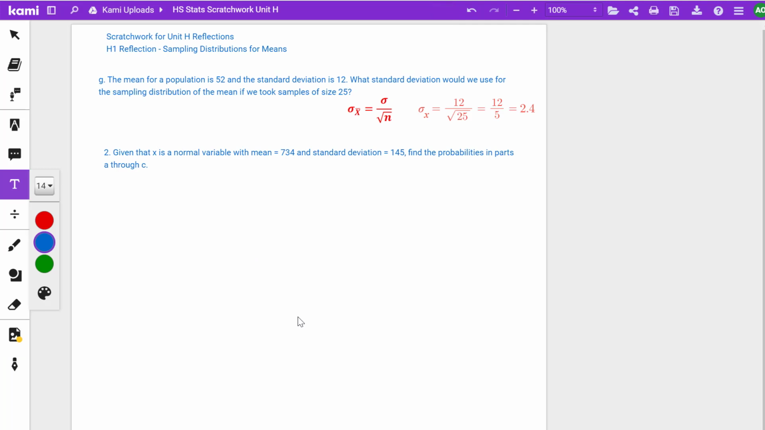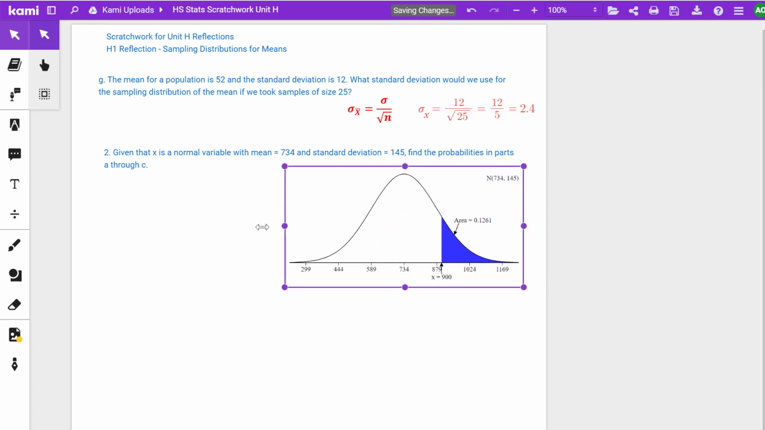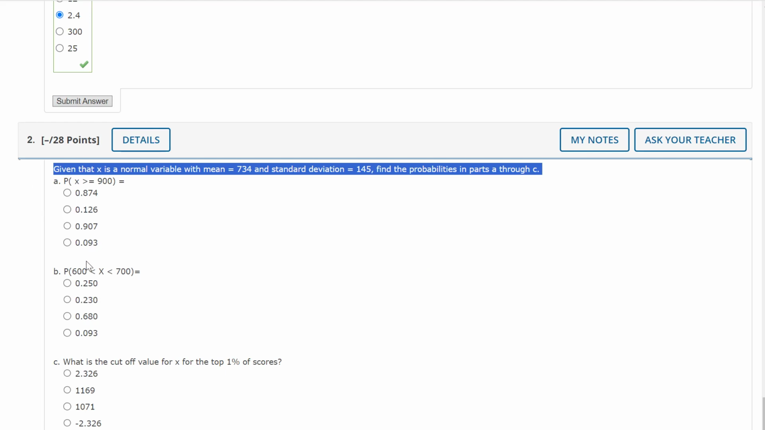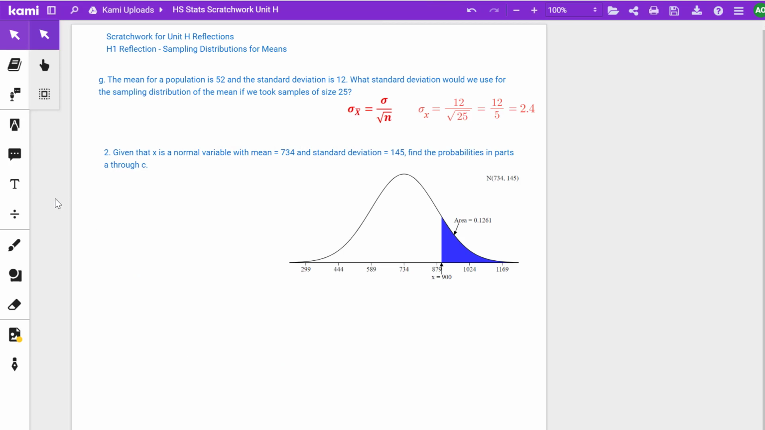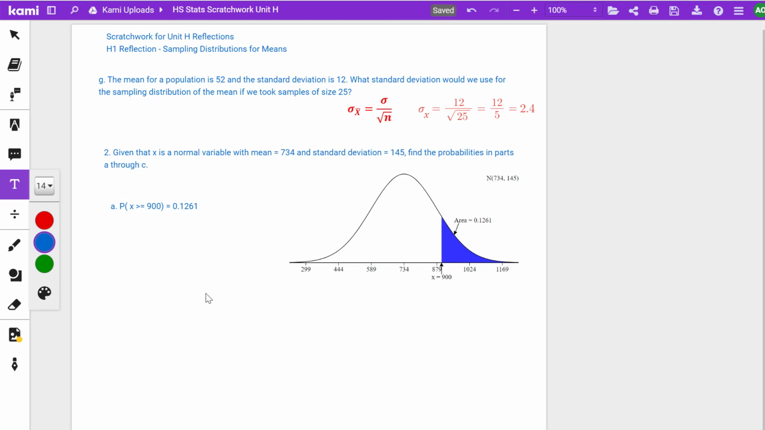My AP Stats students are a little sad that they have to use calculators now. Well, it's good for them. They need it. They're not allowed to use Stapplet on the AP test. So they have to learn how to do the calculators. So in this case, we're going to get 0.1261.